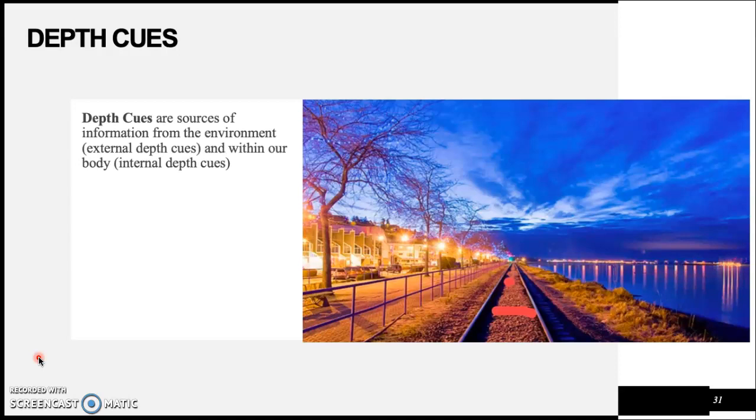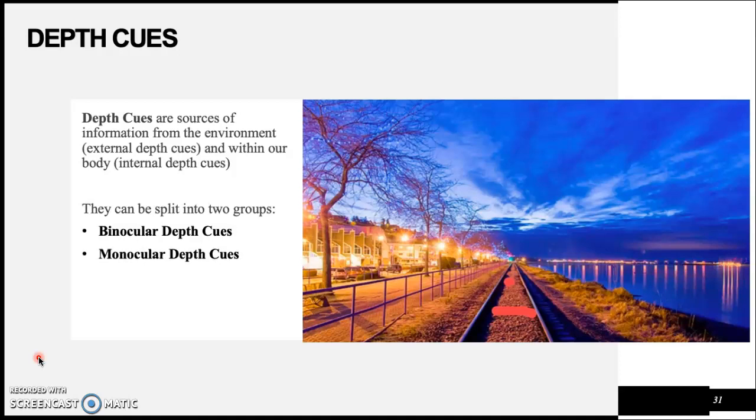It's a source of information from the environment, an external depth cue from the environment, and within our own body. And we have internal and external depth cues. And they can be split into two groups. There's binocular depth cues and monocular depth cues. Now, those words alone should give you an idea of what they are.